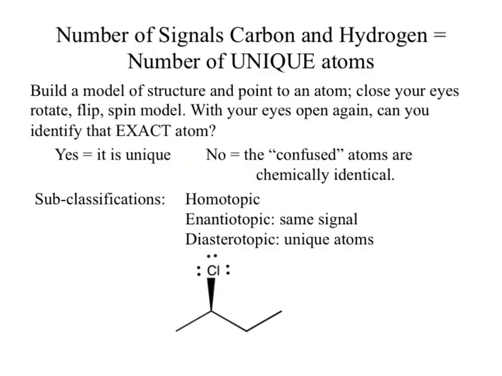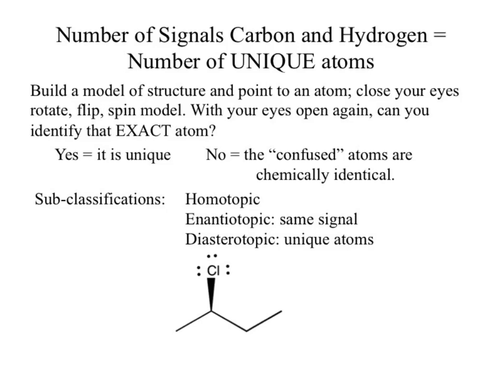So, number of signals. This gives us the number of unique atoms. I've been noticing a lot of people panicking or not processing this quite well, and that's because when you look at a structure, you're looking at a two-dimensional drawing, and you fixed it, and it's now frozen in that position, and you can't do anything to it. That's completely not true. Your molecule is constantly moving, rotating, and spinning.